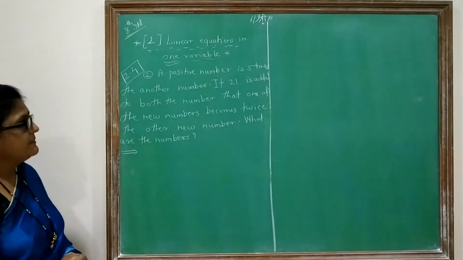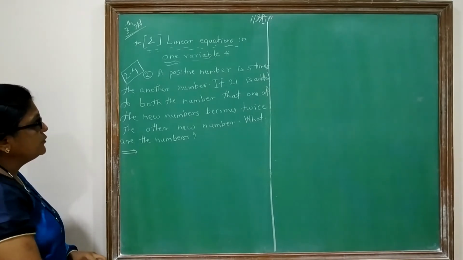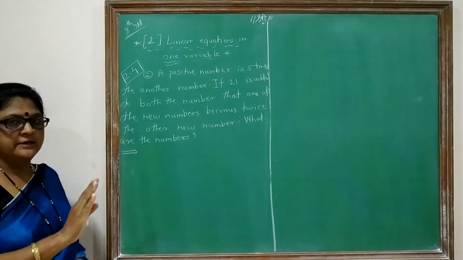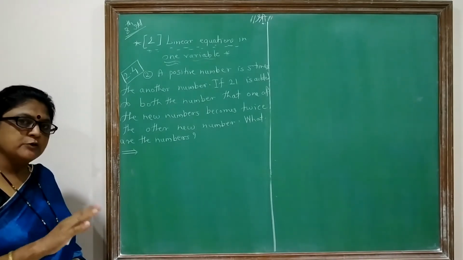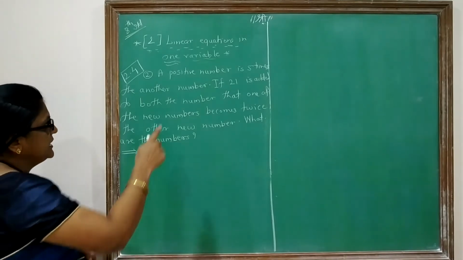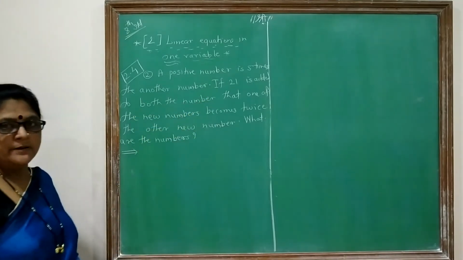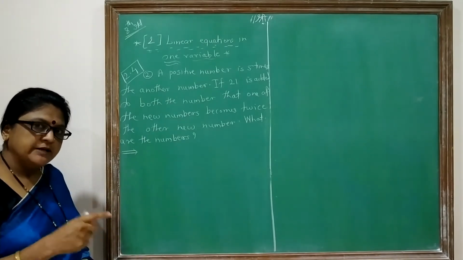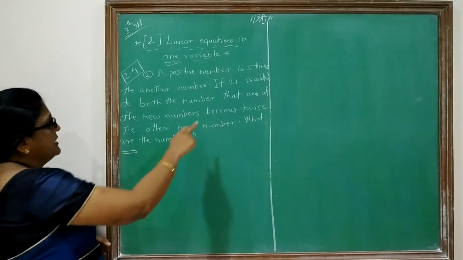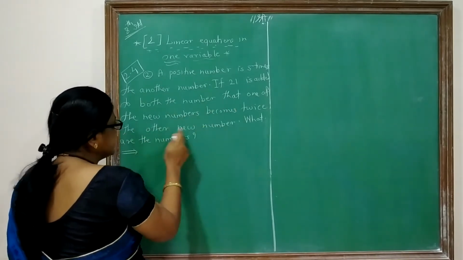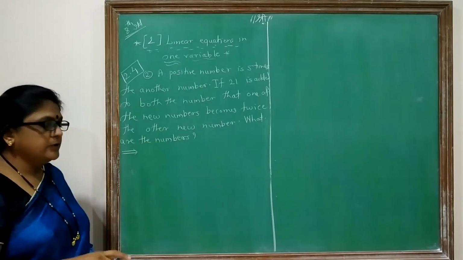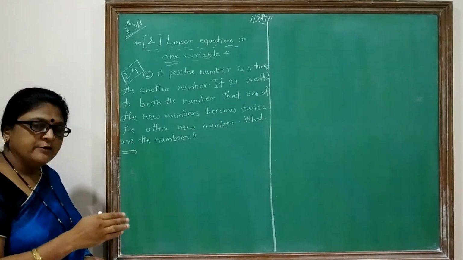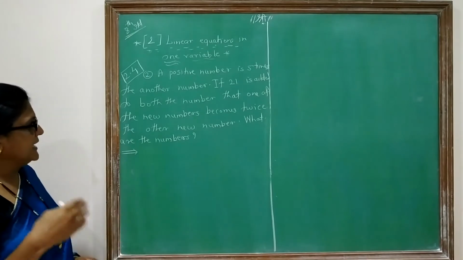First, read your example carefully. A positive number is 5 times the another number. Means another number is x, then a positive number is what? 5x. If 21 is added to both the numbers, means you will add here x plus 21 and 5x plus 21. That one of the new numbers becomes twice the other new number. Other new number means you will write here 5x plus 21 equal to 2 in bracket x plus 21.